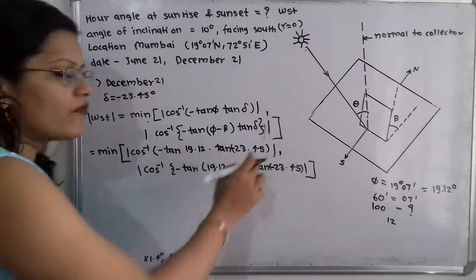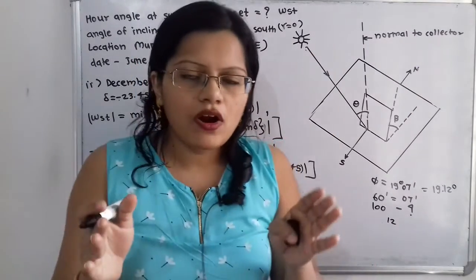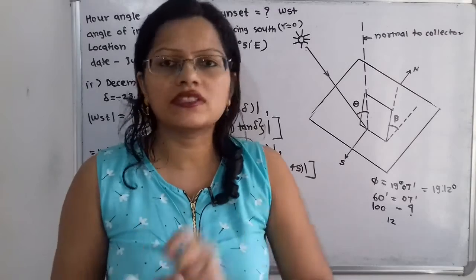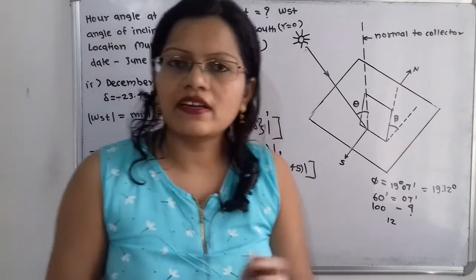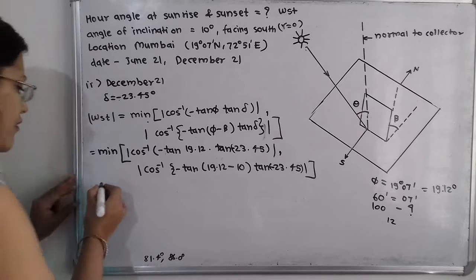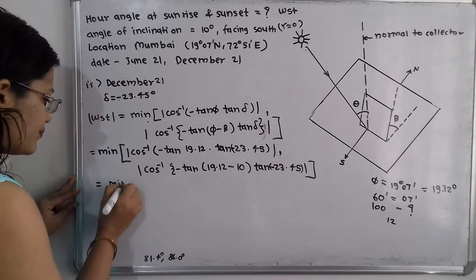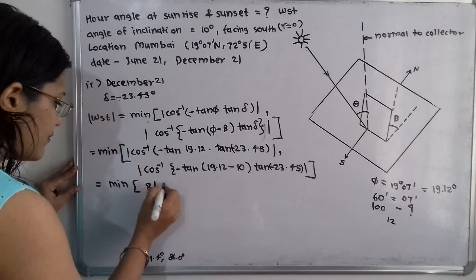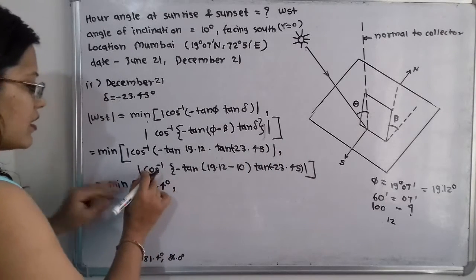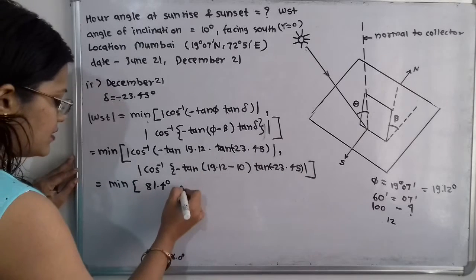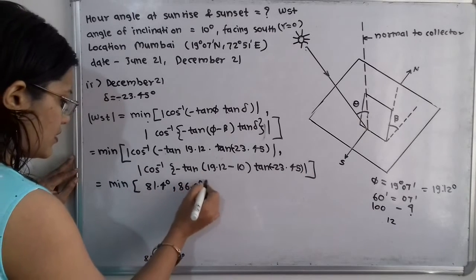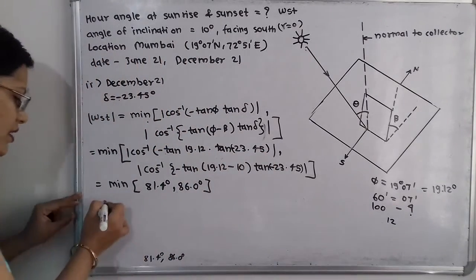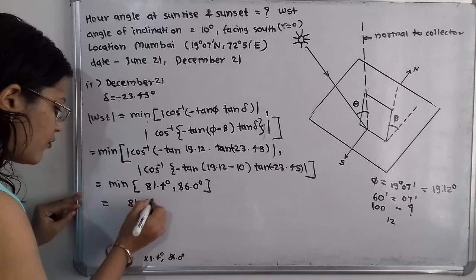What is the meaning of mod? When the answer inside the mod is negative, we have to consider the positive value. We can convert it to the positive value. Now I will take the minimum of. What is the answer for the first mod? The answer is 81.4 degree, comma, and for the second mod the answer is 86.0 degree. Now we have to consider the minimum value. The minimum answer is equal to 81.4 degree.